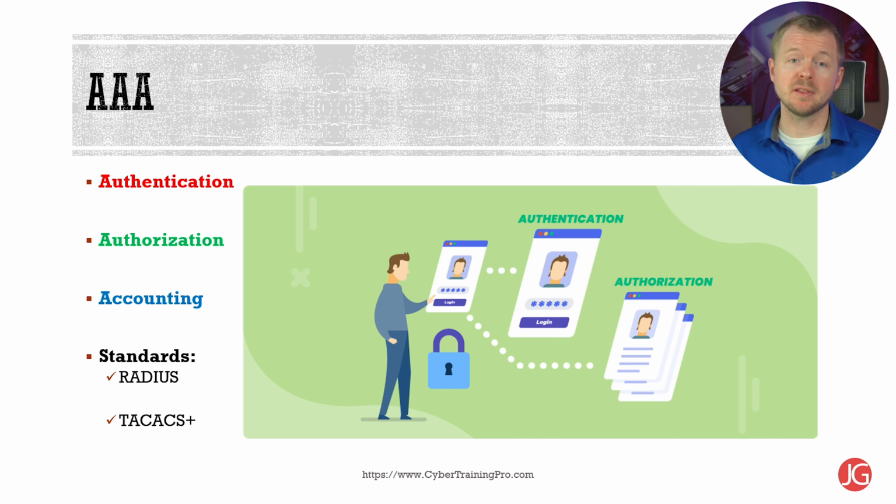AAA is really more of a philosophy or a strategy than it is a protocol, because it allows us to split up some of the tasks that were all happening with one device in a protocol like PPP. AAA stands for authentication, which identifies and validates the user or the system trying to connect; authorization, which grants an authenticated user or a system their appropriate level of permissions; and accounting, which tracks all the events like the logon events, usage events, and so on. There are two major standards when it comes to AAA: RADIUS and TACACS+.